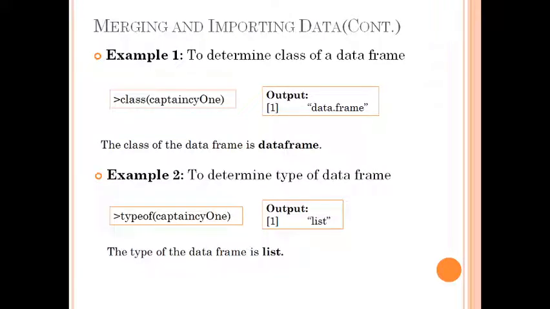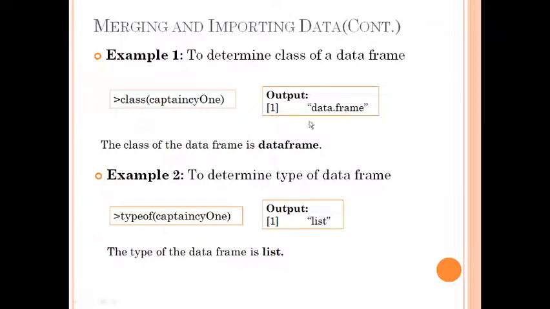Now moving forward, there exist two special functions in R: the class function and the type of function. Now, what is the difference between the class of a data frame and the type of a data frame? So the class function will give us which class that data frame belongs to, and the type of function will give us the type of the data frame. Now, let me explain what this actually means.